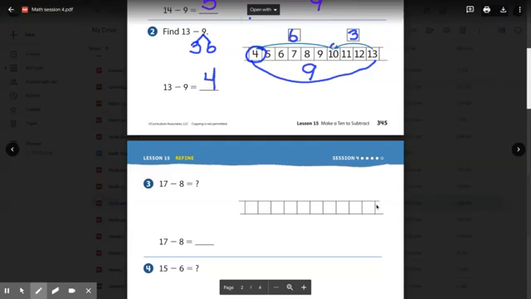Okay, on this one, we have to actually fill out the number path. So as usual, I am going to count backwards. 17, 16, 15, 14, 13. Remember, I always want you to show your work, because if you just show me the answer, then I can't see what's going on in your brain.